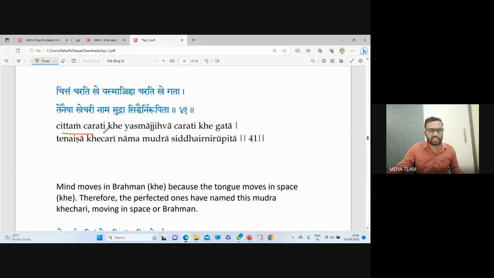Next is chittam charati khe. Khe meaning sky. Charati meaning it moves. Chittam meaning mind. It means the mind will be free, thoughtless. No extra thoughts will be in the mind of the yogi who is practicing Khechari Mudra.